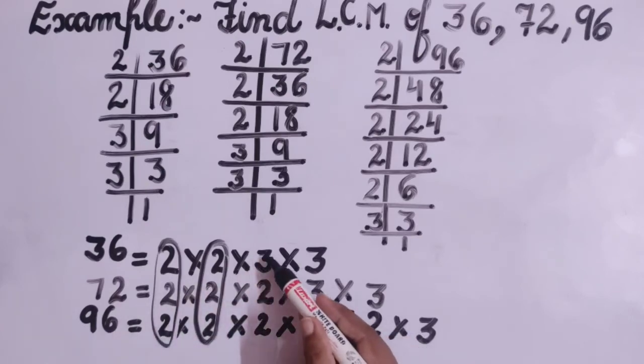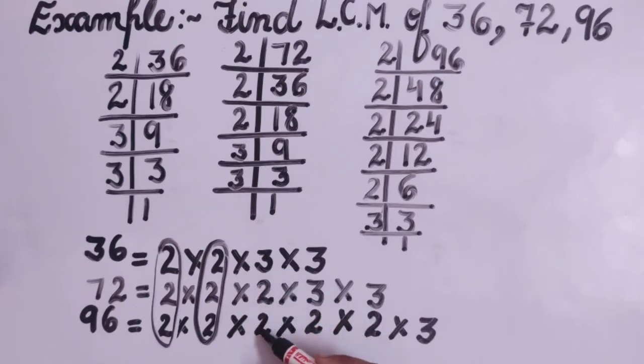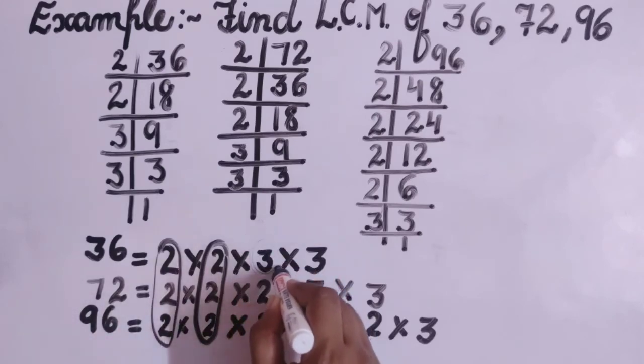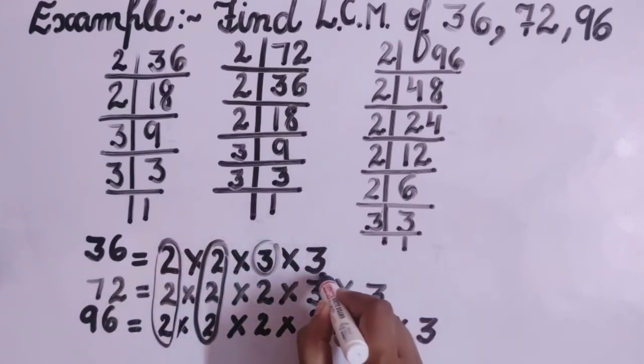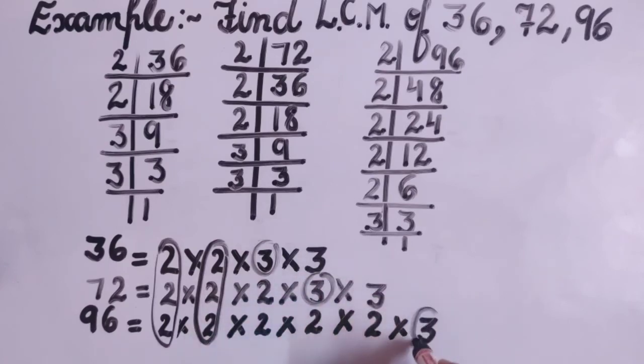It's not like that we have to check in one sequence only. No, we have to check like that. Yes, 3 is a factor of 36. Now check in all the numbers. So 3 is a factor of 72 also. And at last 3 is also a factor of 96. So let's circle them. 3, 3 and 3.